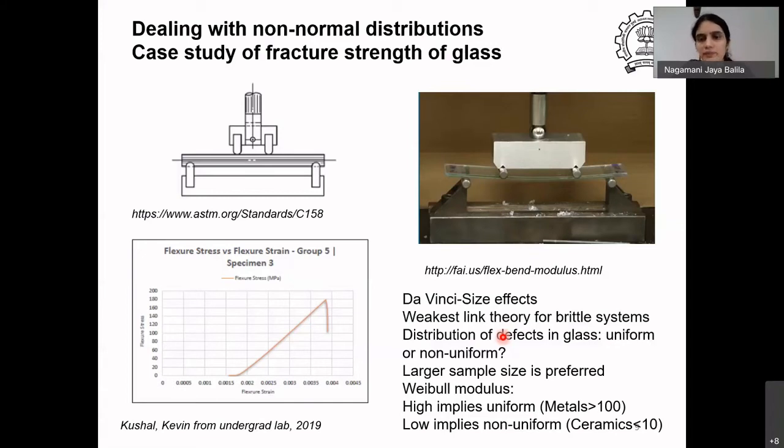It could be anything. And this weak link is going to pull down the entire structure. That is what this theory says. So we want to find out if the distribution of these defects that are anyway pre-existent is a more uniform distribution or a non-uniform distribution? How does it matter?